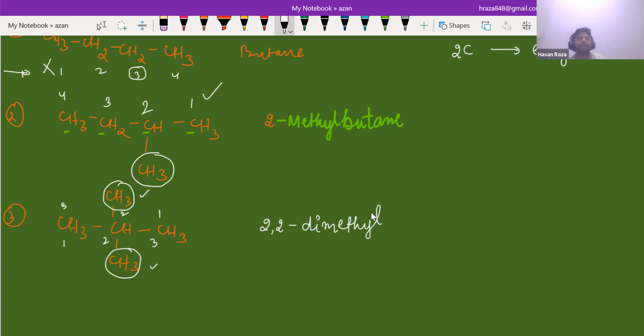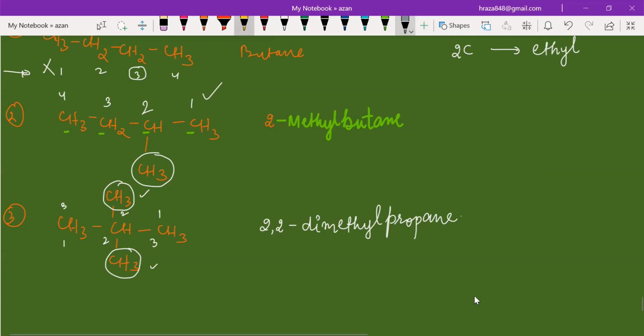If it is 3, then tri. If it is 4 times, then tetra. Dimethyl. And how many carbons in the parent chain? Prop, and all are singly bonded, so it will be propane. Okay. Is that clear, or is there any confusion? No, sir.